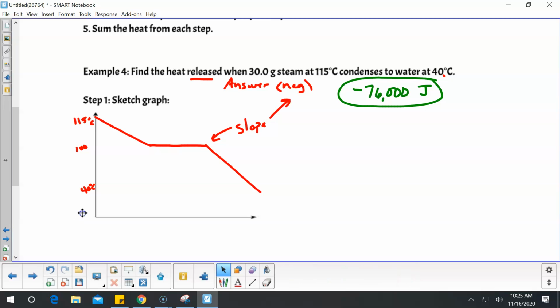You have 3 different segments to this. So you have segment 1, 2, and 3. Watch your change in temps and watch what you should use for specific heat for the substance. Is it a solid, a liquid, or a gas?